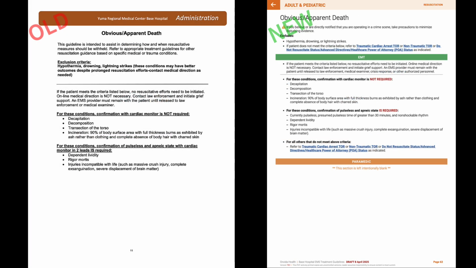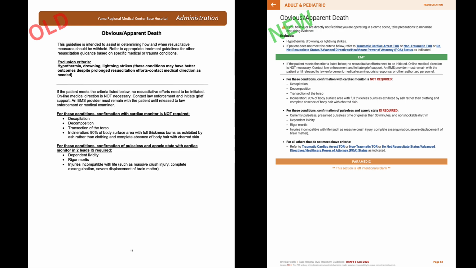Next up is obvious or apparent death. We have good news on this page. The old version was new somewhere around last year and based on the Central Arizona Regional EMS guidelines, same as this new version. So all this language here is nearly identical.